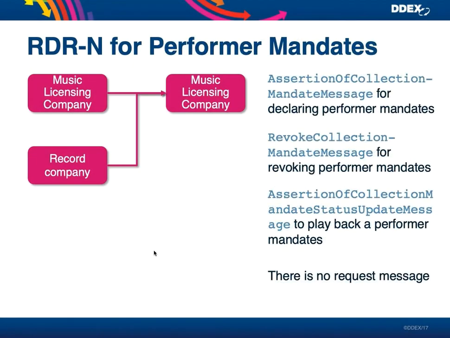There's a very similar set of messages for the performer mandates. There's an assertion for a mandate to declare mandates. There's a revocation for, again, erroneous claims that have been made, not for declaring that one has lost a mandate, but simply to say there was some error. And there's this assertion of collection mandate status update message, which is again the same as the previous status update message. What has actually been ingested into the music licensing company's system, to make sure that the sender of the original claim or mandate will actually know what has arrived.